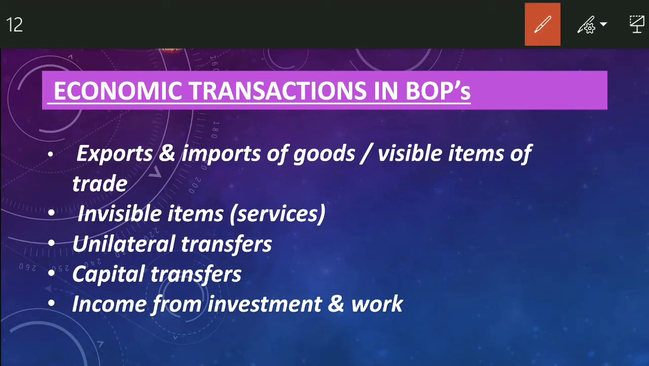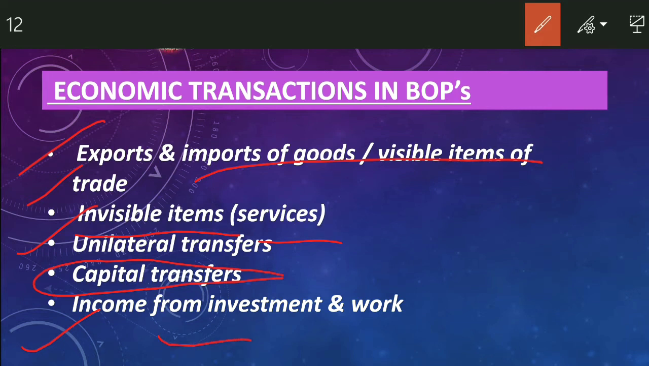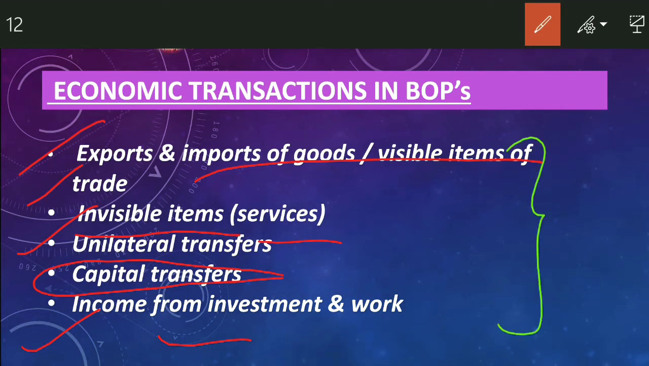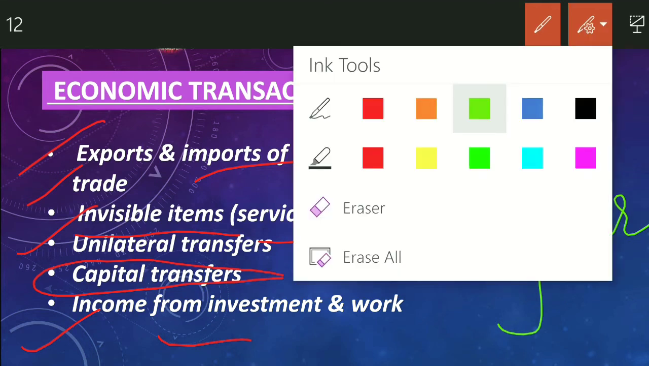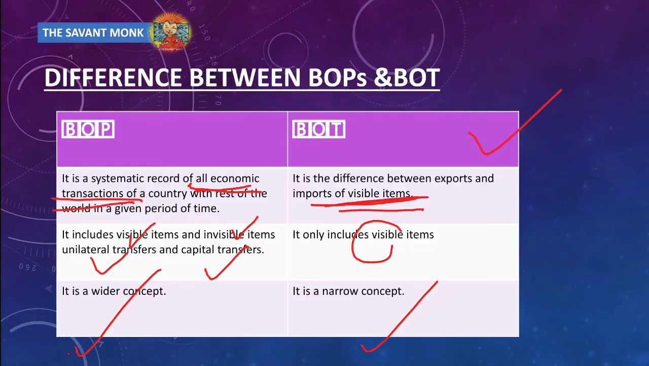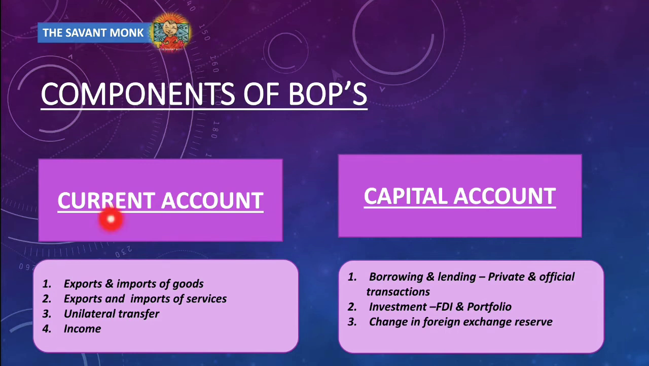So there are 2 components of balance of payments, capital account and current account, right? Capital account includes capital transfer and all the other economic transactions are included in current account, right? So exports and imports of goods, visible items, invisible items, unilateral transfer, income from investment and work, these all are the components of current account. Okay, whereas only this capital transfer is the component of capital account. So this alone is of capital account and all the others are from current account. Is that clear? So I hope that the difference between the 2 components, current account and capital account, is clear to you, what current account records and what capital account records.